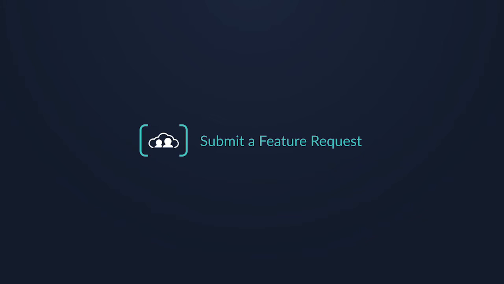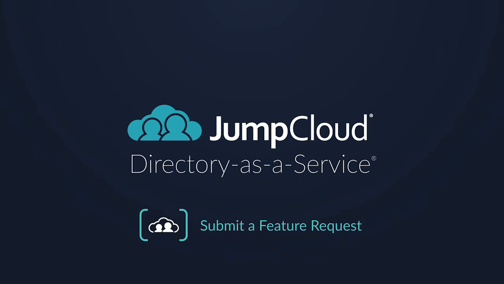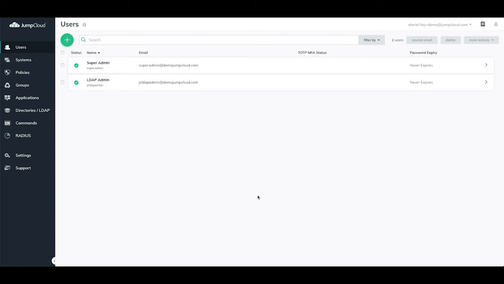Today in this module, we'll cover how you can reach out to the JumpCloud's product team to submit feedback or feature requests through the JumpCloud Admin Portal. In order to submit a feature request, log into your JumpCloud Admin Portal. There are two areas to submit your feedback.